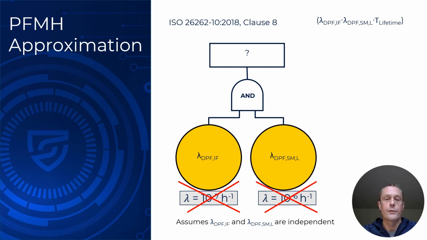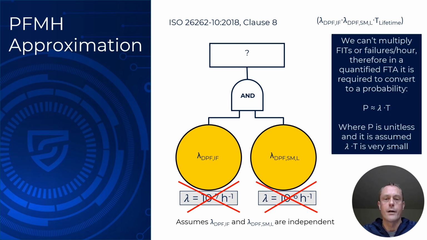Well, as I just mentioned, we can't multiply these values because we can't multiply fits and we can't multiply failures per hour. So what we need to do, and this is the key point, we need to first convert it to a probability. Now, if you go into probability math, and if we assume that the lambda times the time is very small, then our expression for probability is just equal to lambda times time. And this is where probability is a unitless value.